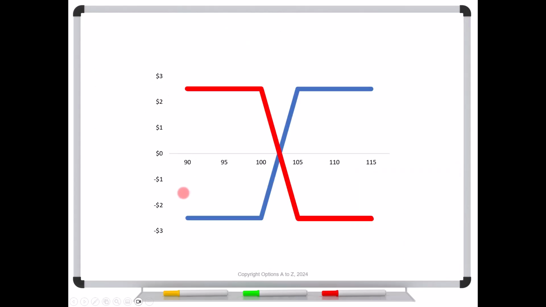So if we compare these spreads, in blue is the one that we just saw, the debit spread with the calls, and in red would be our debit spread with the puts.